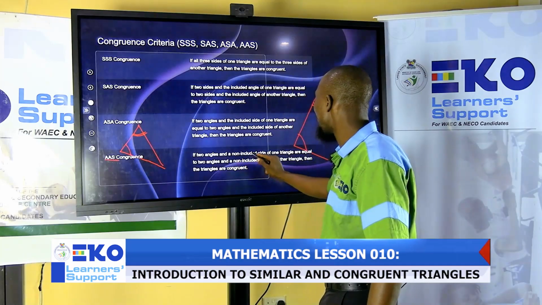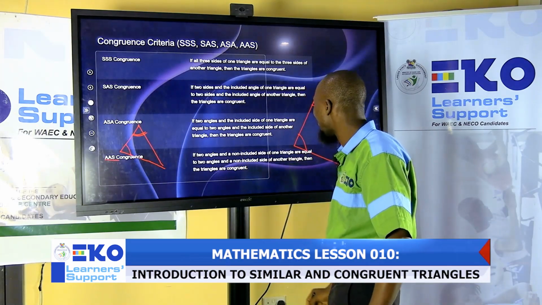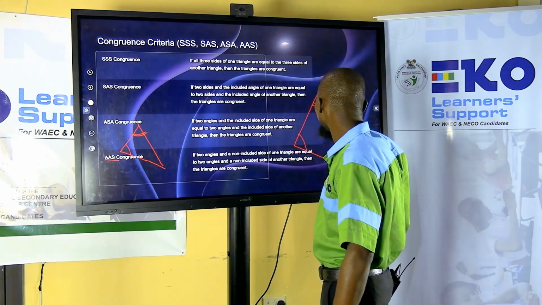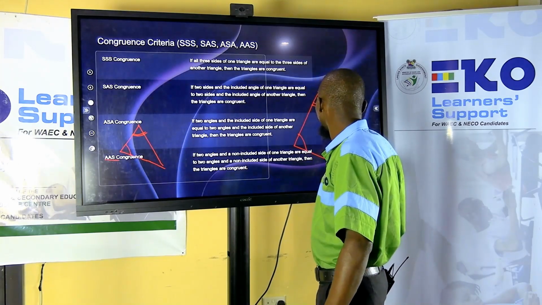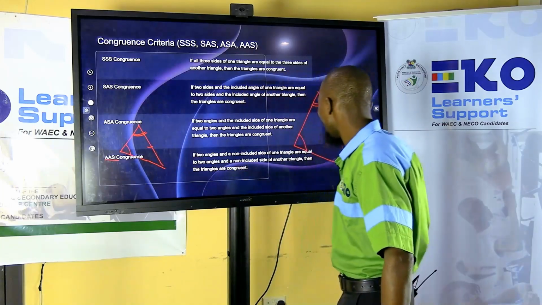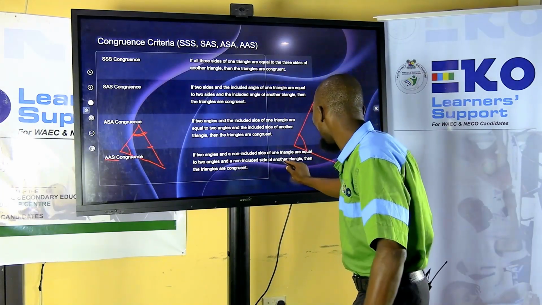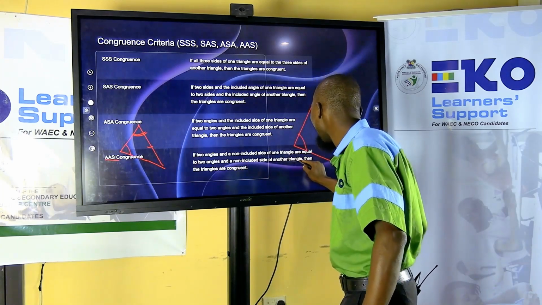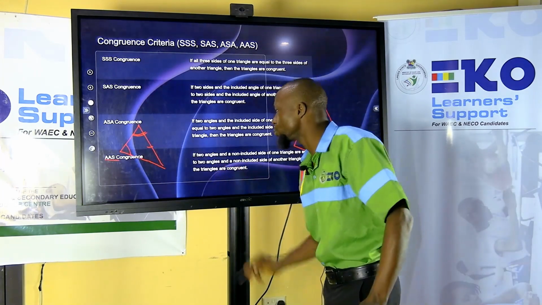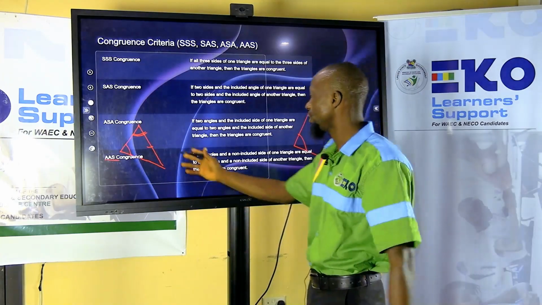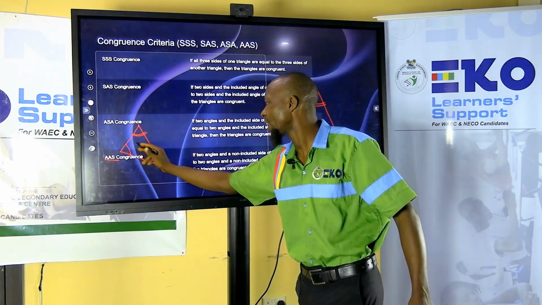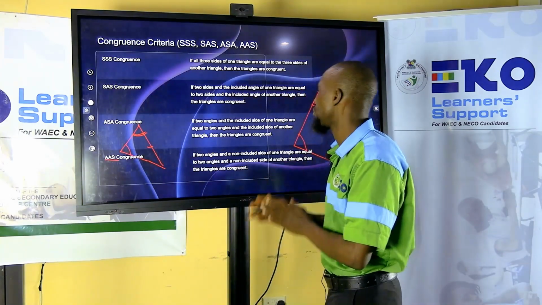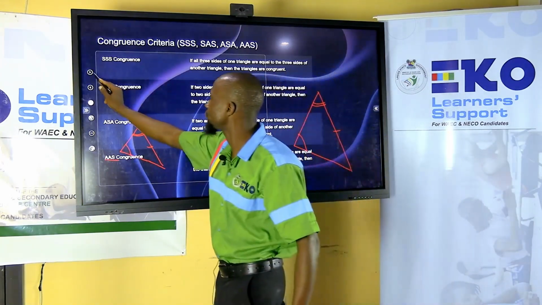So if two angles and a non-included side, you know, this is an included side. A non-included side could be this side and this side. If two angles and a non-included side of one triangle are equal to two angles and a non-included side of another triangle, then the triangles are congruent. So this is angle, angle, side. Something of this nature. So they are congruent. Okay, so let's take some questions.